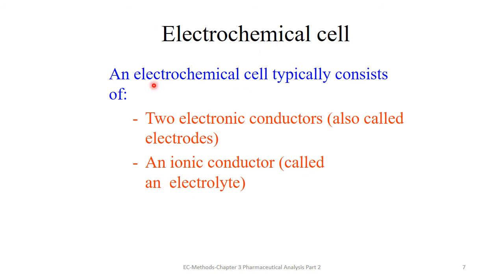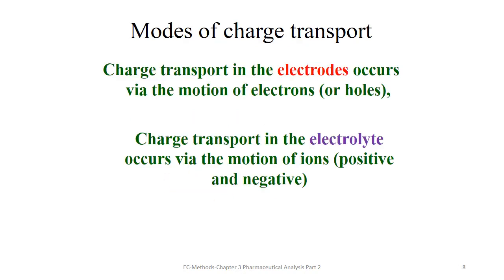Electrochemical cell. An electrochemical cell typically consists of two electronic conductors, also called electrodes, and an ionic conductor, which is known as the electrolyte. So two electronic conductors we can denote with electrodes, and the ionic conductor we can denote with electrolyte. Modes of charge transport. Charge transport in the electrodes occurs via the motion of electrons or holes. Charge transport in the electrolyte occurs via the motion of ions, which are positive or negative ions.